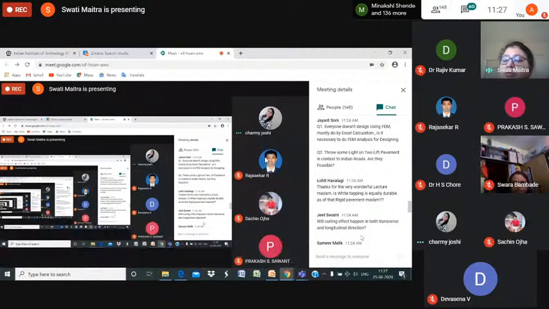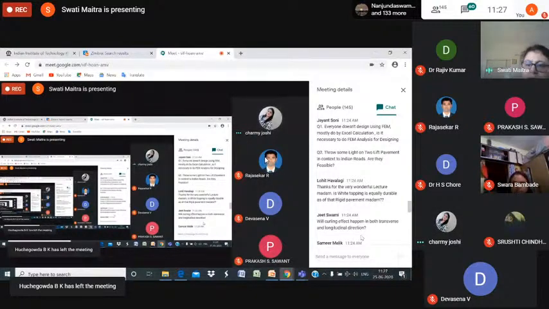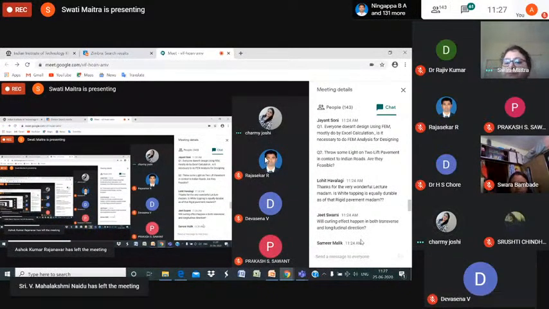Is white topping equally durable as a rigid pavement? Yes, white topping is also durable, and actually a lot of work has been going on white topping, and in fact we are also doing one pilot project in eastern India on white topping. It has a lot of potential for the roads in India, particularly urban and semi-urban roads. It may not be for very high volume roads, but for other types of roads, it's a very good option.